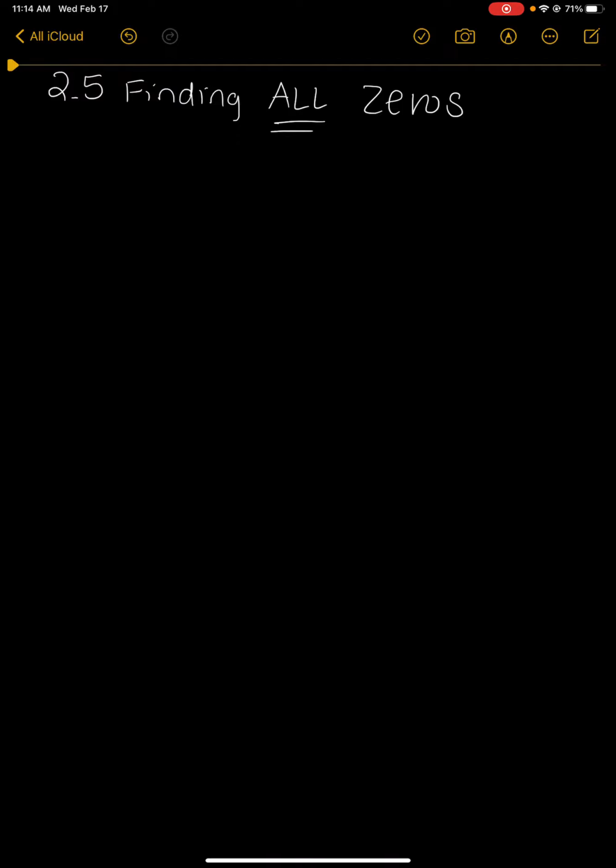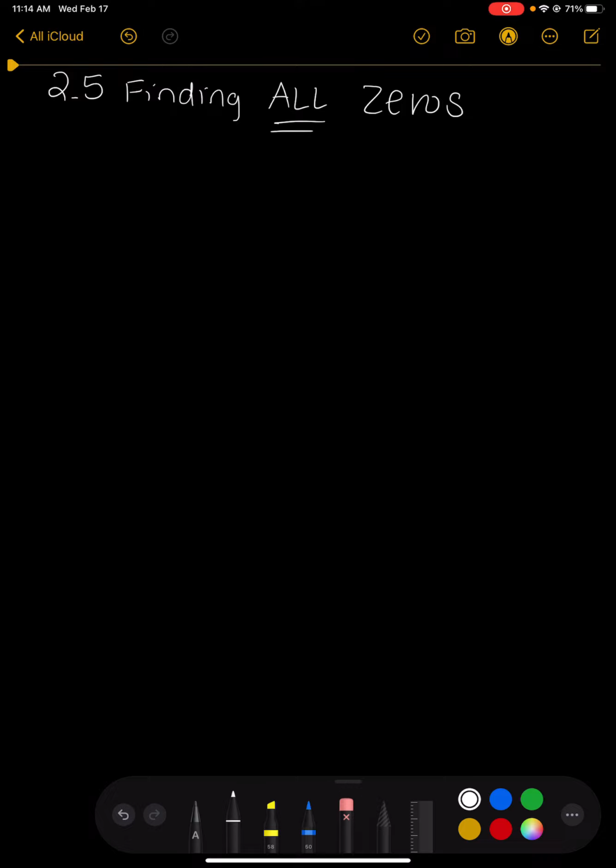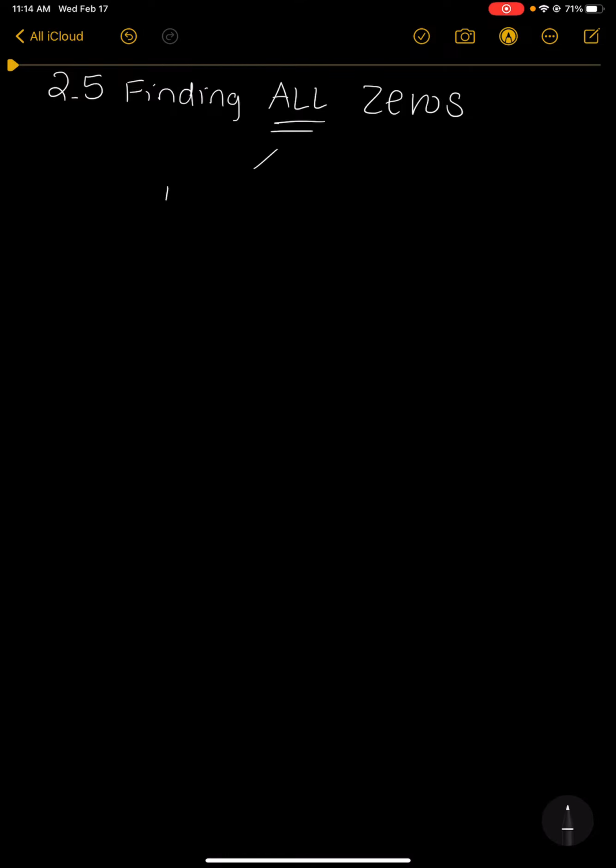Okay, so we're going to find all the zeros. We're going to combine everything that we've done so far. So we're going to factor, we're going to use the quadratic formula, we're going to do long division, but we're going to find all the zeros. So that means we're going to find all the zeros that are real. I guess I need real and imaginary.